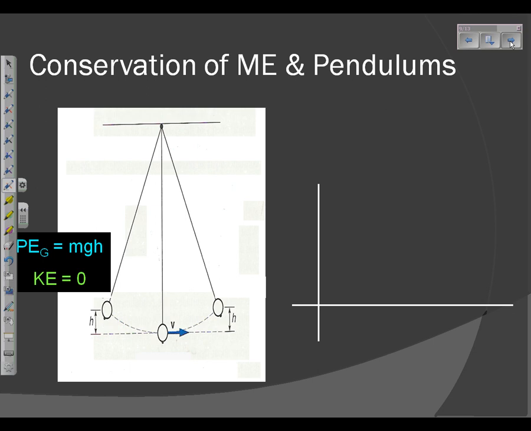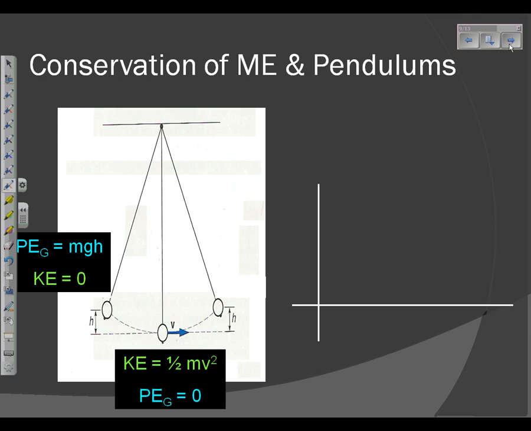So here, potential energy at the beginning, no kinetic energy, right? If I let it go, kinetic energy increases, potential energy decreases. Once it swings past the middle, right, what starts happening? Kinetic energy decreases, potential energy increases, okay?